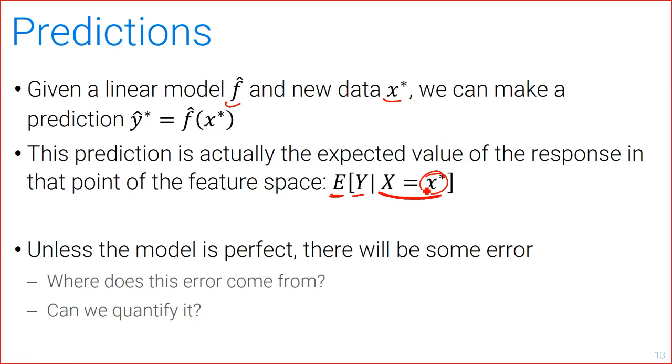And unless the model is perfect, there's going to be some degree of error in this estimation. And so where does this error come from? And how can we quantify it? So again, it's not only that the coefficients of the model are going to have a certain degree of error, it's also that the predictions from the model are going to have some degree of error.